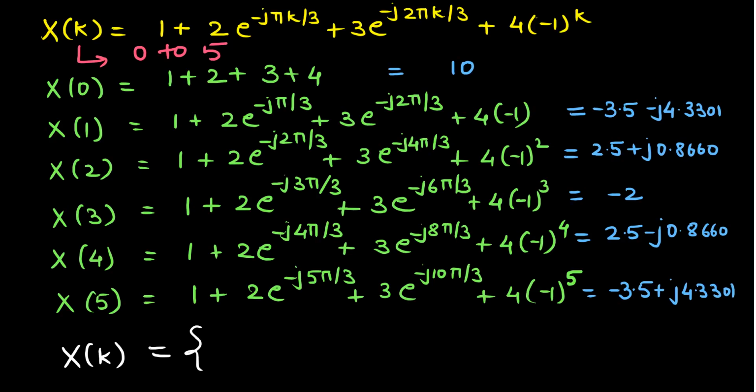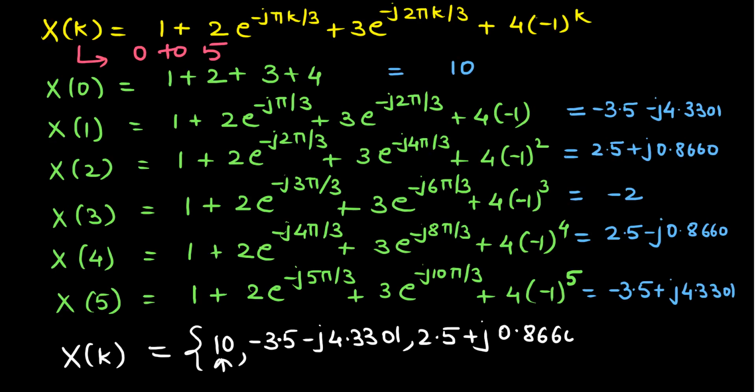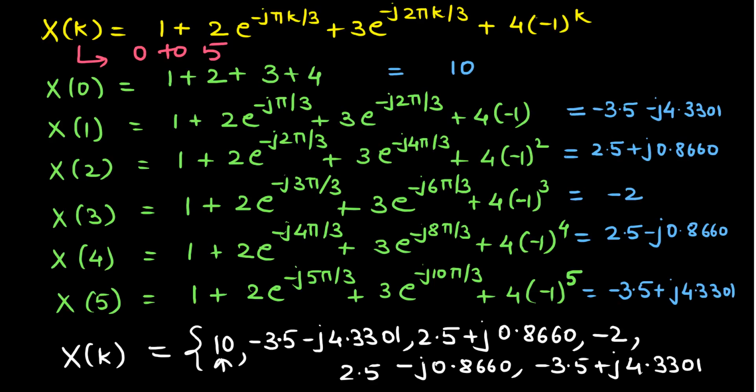10, that is located at k equal to 0, then it is minus 3.5 minus j 4.3301, then it is 2.5 plus j 0.8660, then it is minus 2, then it is 2.5 minus j 0.8660, and then it is minus 3.5 plus j 4.3301.